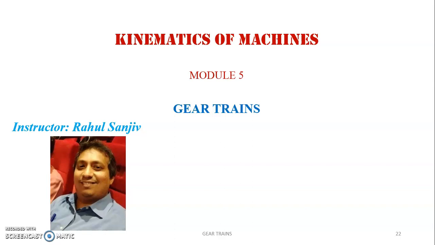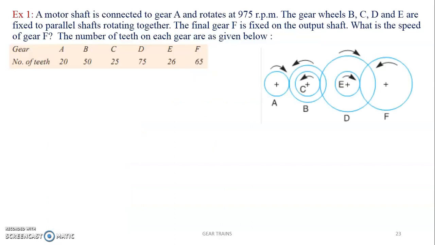Okay. In the last class we saw what the different types of gear trains are and how to calculate the speed ratio in each of these cases. Today we will start by solving a problem. Right. So the first problem goes something like this.